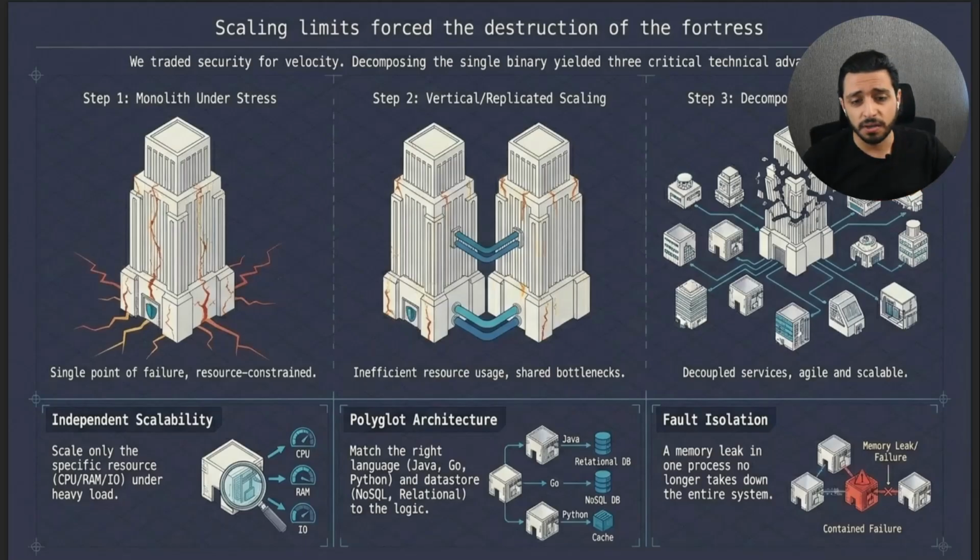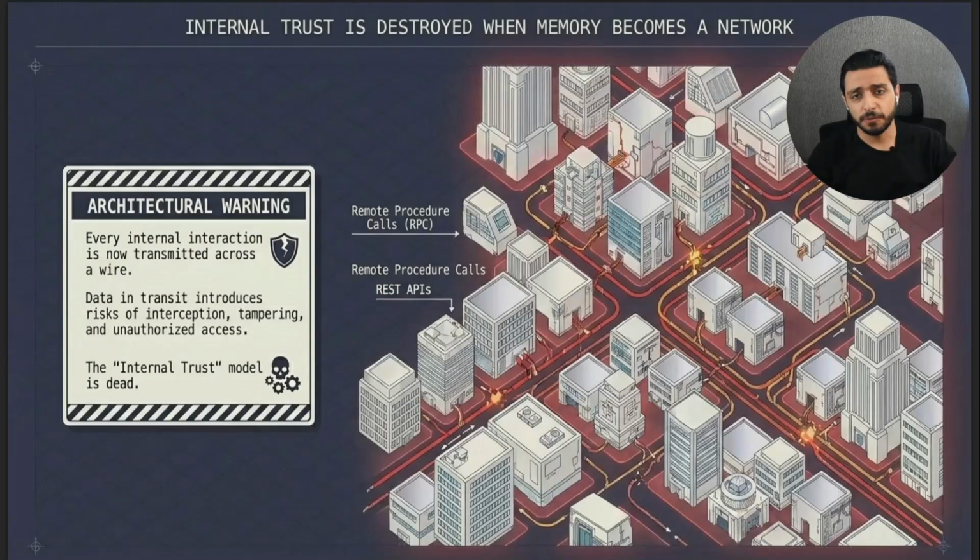And the last one is isolation of failure. A memory leak or crash in one service is contained within its own process boundary, preventing a total system outage. In a microservices architecture, the internal interaction becomes remote procedure calls or REST API requests over a network. We have moved from the safety of local memory to network communication.